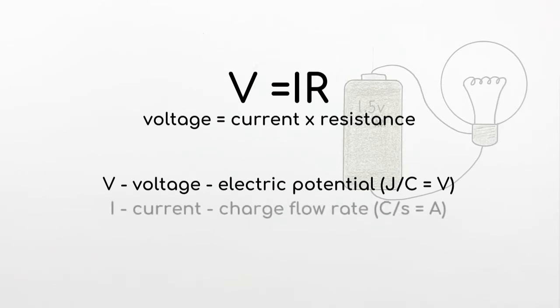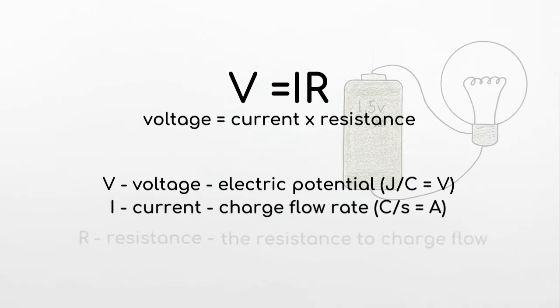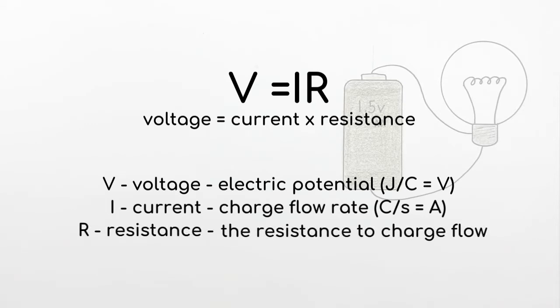The I in Ohm's law is current. Really, that's the charge flow rate, or to put it more simply, it's the amount of charge that passes a point per second. And the units are coulombs per second. That's charge per second. But rather than referring to the current as coulombs per second, we refer to it as amps. And last, there's R, the resistance within a circuit.